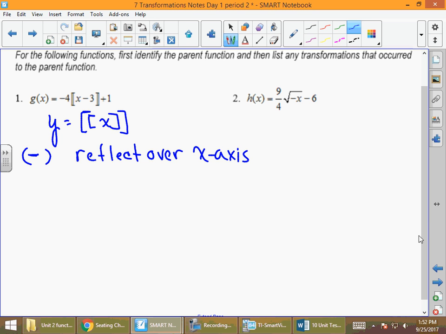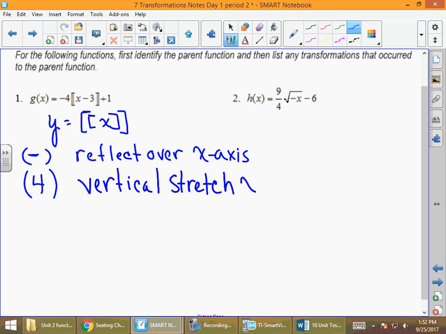And I know we would read it as y equals negative 4 times the greatest integer of x minus 3 plus 1. But the 4 is separate from the negative when it comes to transformations. The 4 also is outside of our function. Because 4 is greater than 1, this is a vertical stretch. And usually what I write is times 4, by a factor of 4.